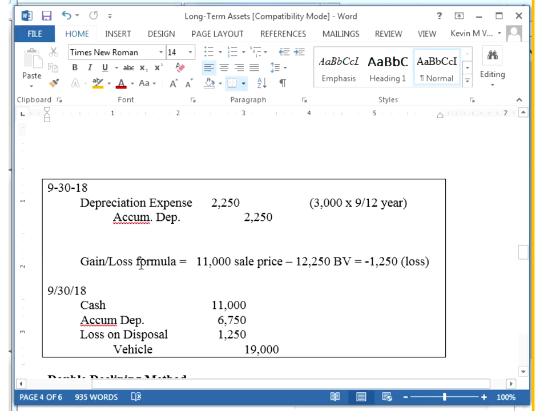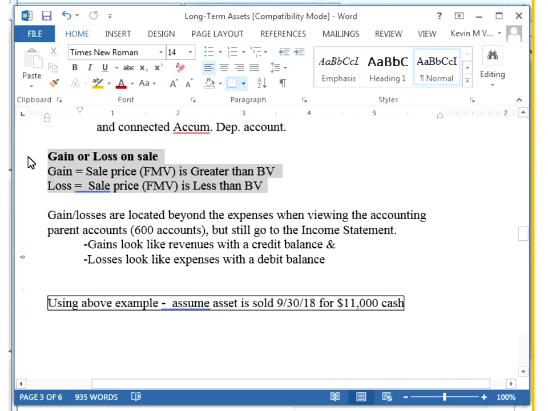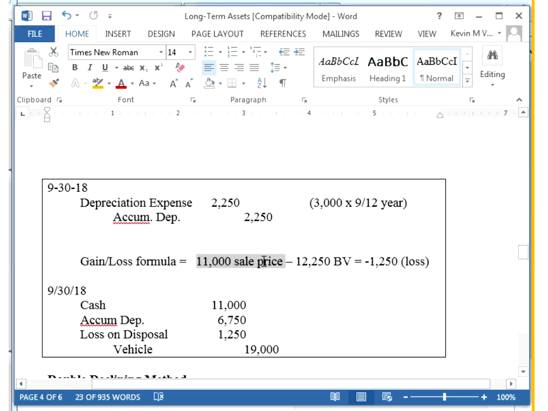Now another way I could have found this $1,250 is by doing a little formula, a gain-loss formula. All you got to do, just like what my little formula here said, take your sale price less your updated book value, and you can easily get your book value. Just take your cost minus your accumulated depreciation up to date. And if I take these two, I do show a negative $1,250 when I subtract it out. Any negative amounts would be a loss.